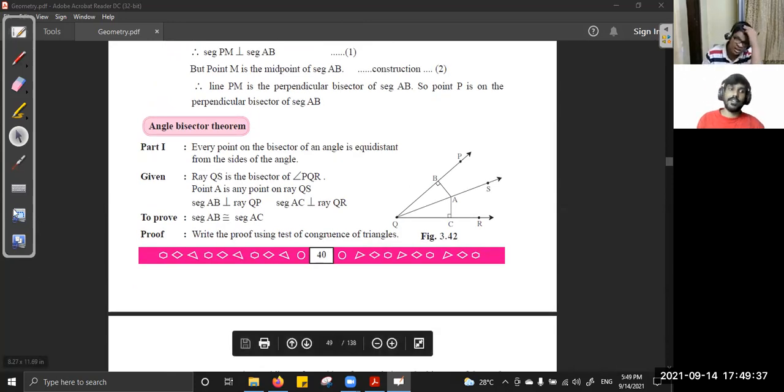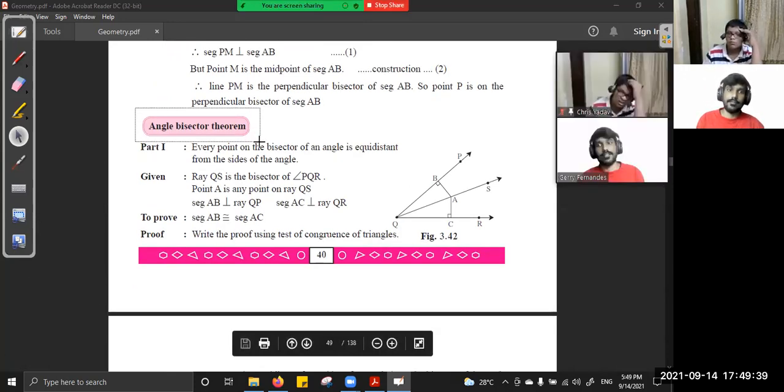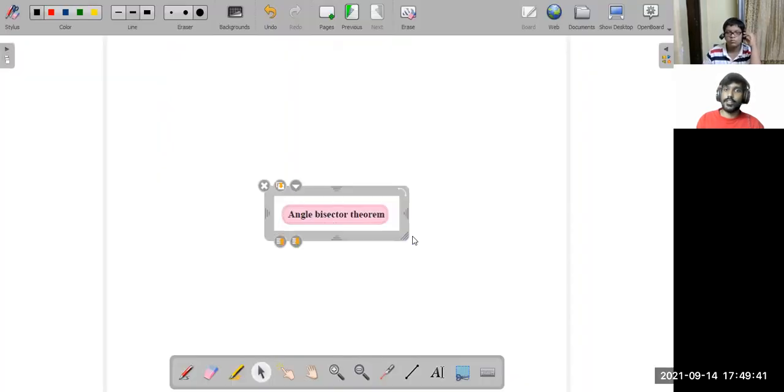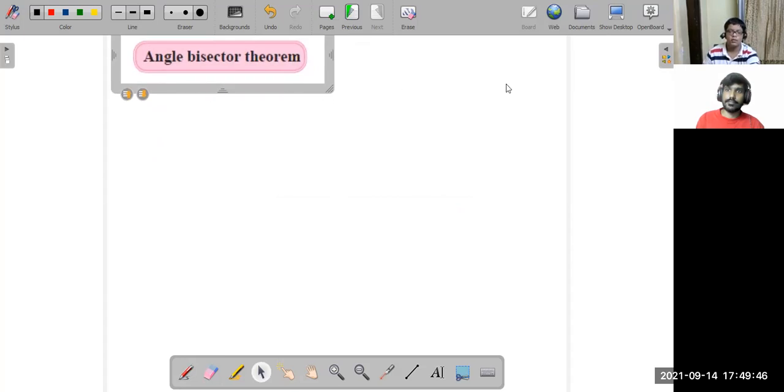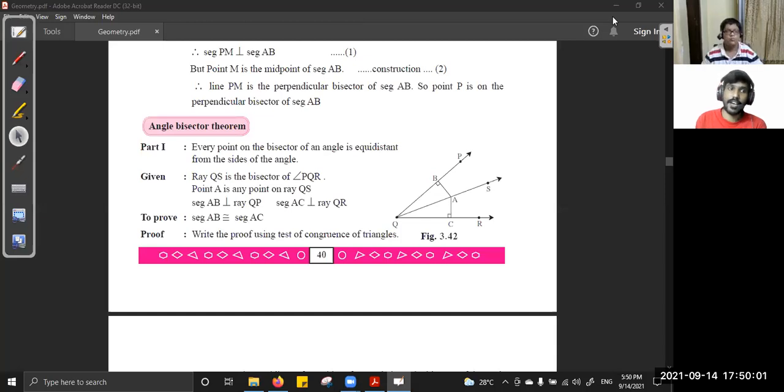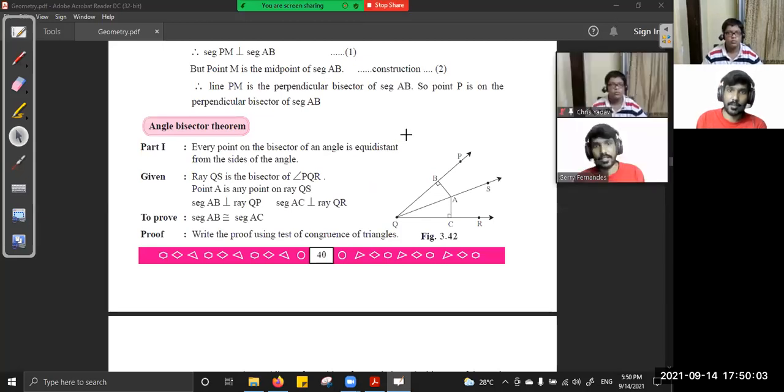Then is the angle bisector theorem. You remember what is angle bisector? Yes, sir. What is an angle bisector? We divide the angle in half. Yes. An angle bisector divides an angle into two equal halves. So usually angle bisectors are rays. Keep that in mind. Angle bisectors are rays.